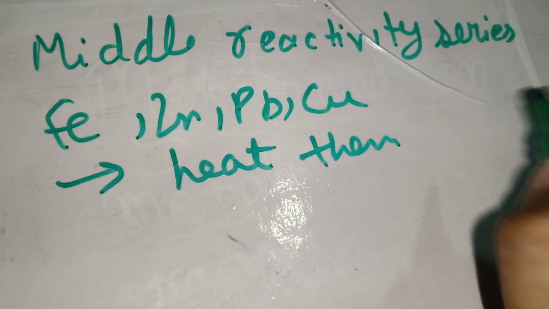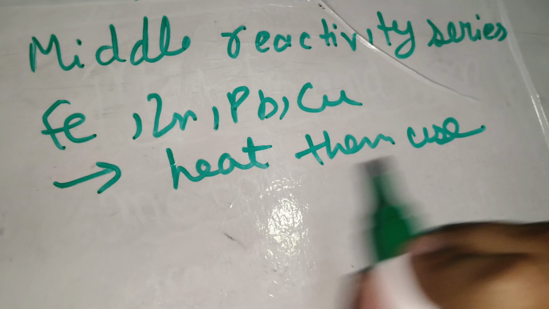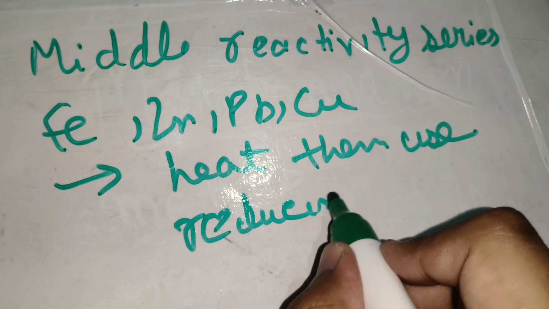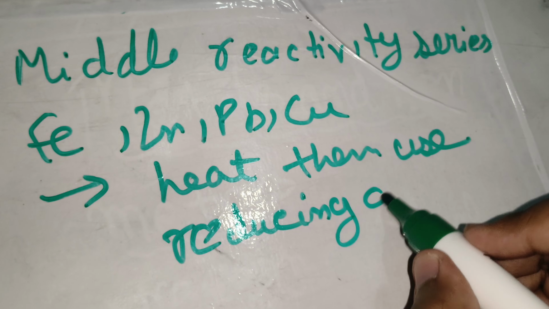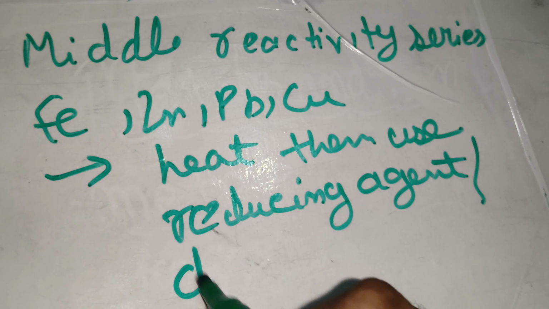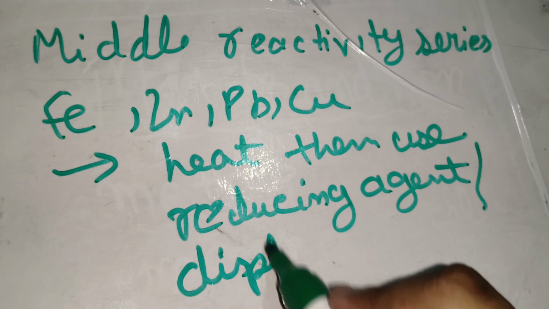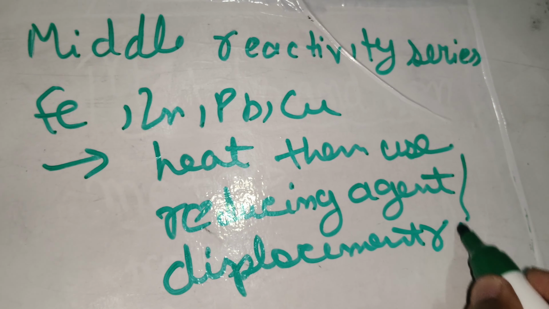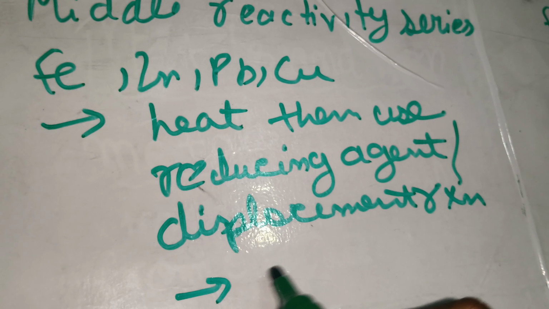and then using a reducing agent or a displacement reaction with a more reactive element to get the metal.